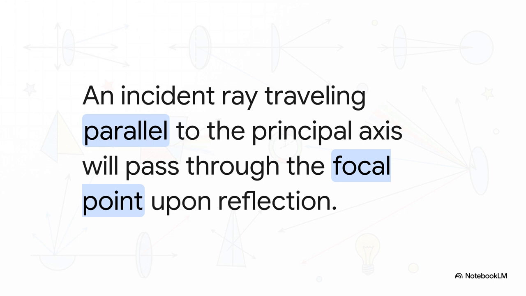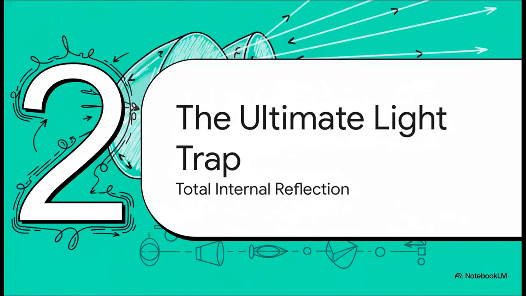And here's one of those rules in action. Any ray of light coming in parallel to that center line, we call it the principal axis, is always going to be bounced through one special spot, the focal point. It's like a target that the mirror forces all that parallel light to hit. No exceptions.